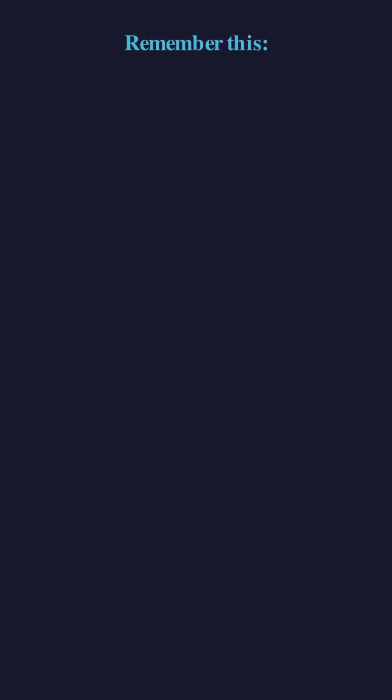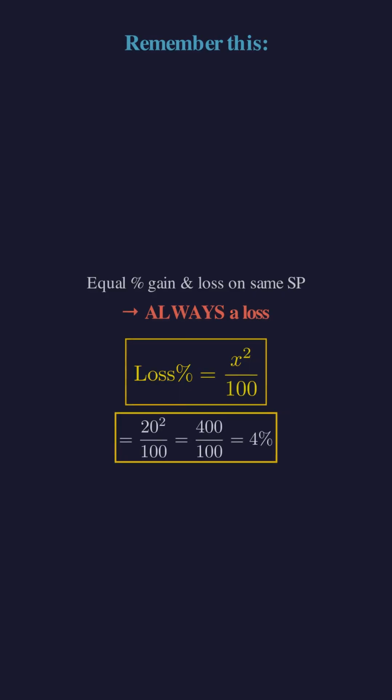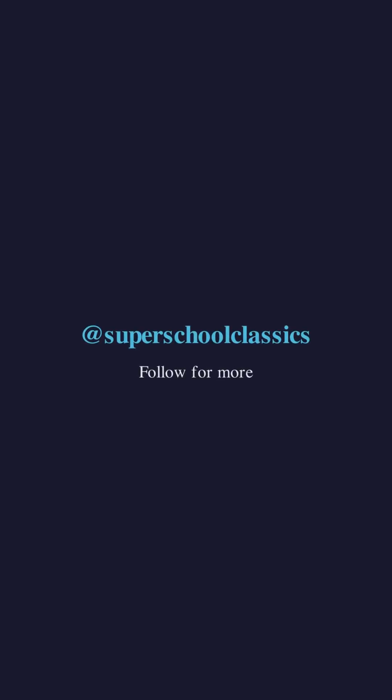Remember this. Equal percentage gain and loss on the same selling price? Always a loss. The formula? Loss percent equals the percentage squared over 100. 20 squared over 100, 4% loss, every time.